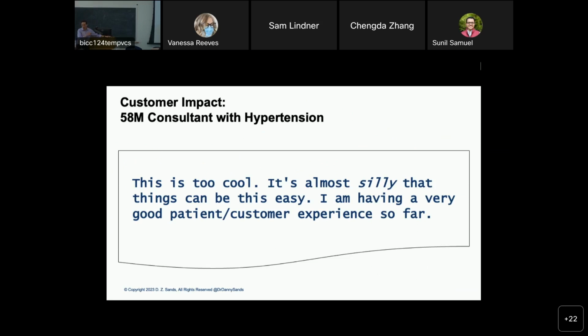So it was great that he loved it, but the important thing is that what was important to him is that all of a sudden he was treated like a customer. He said, look, I'm in my 50s. I've been in the healthcare system for over 50 years, and never have I been treated like a customer where people are trying to make it easier for me to do things. So that was important for him.